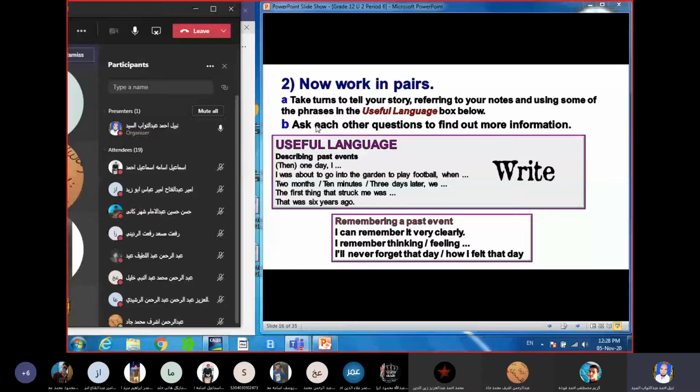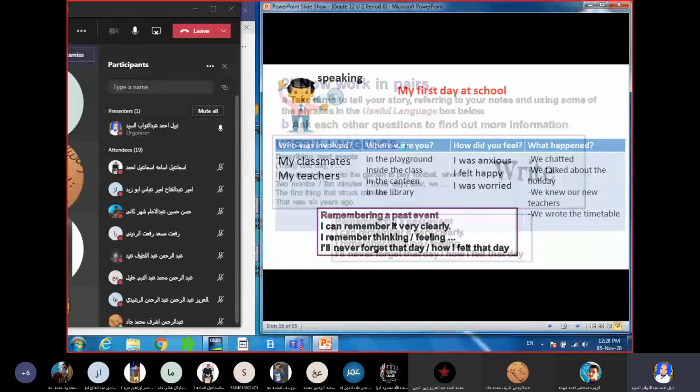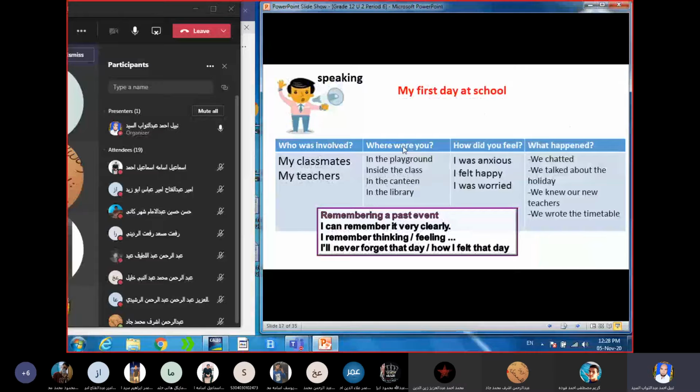I'll give it another time. Now, let's see here some examples of how to write about one of the important events. For example, my first day at school. So you should write a note like this. Who was involved? My classmates, my teachers. Where were you? I was in the playground or inside the class, in the canteen, in the library. How did you feel? I felt happy. I was worried. I felt nervous. What happened?